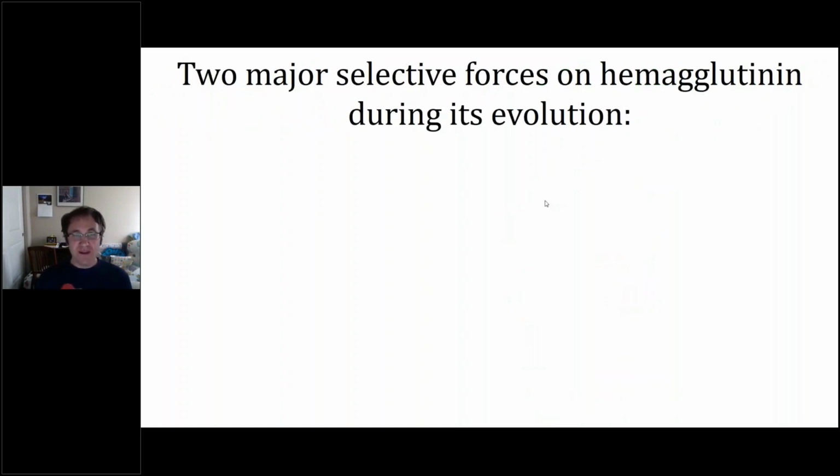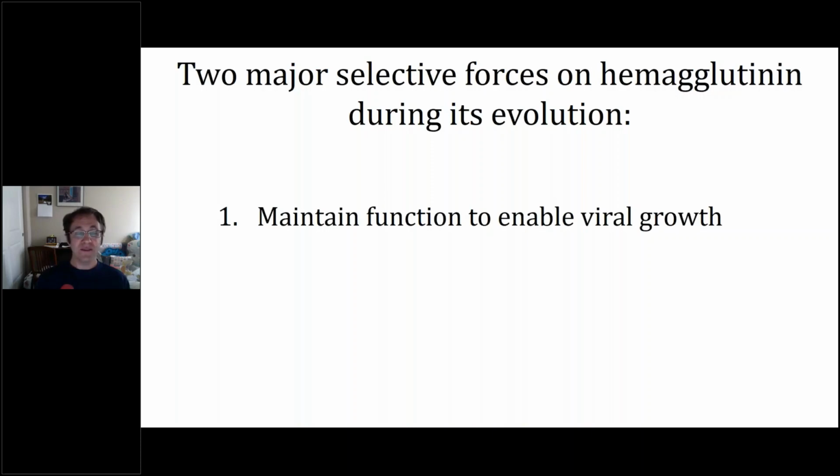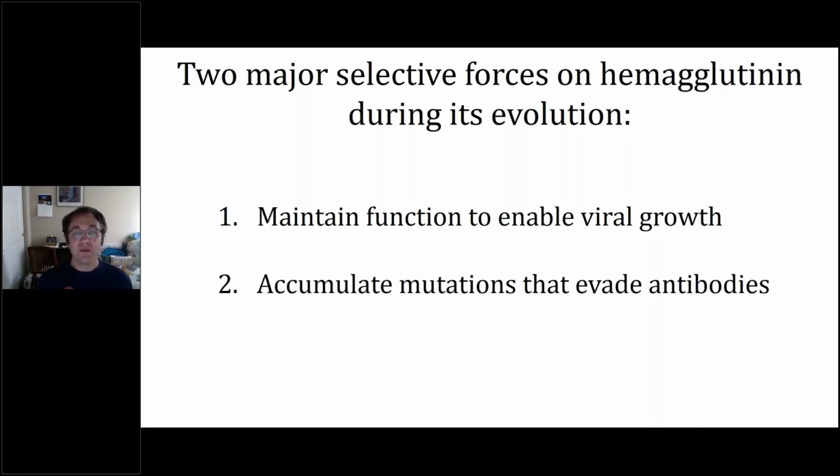So to put that in simpler words, there are really two major selective forces on hemagglutinin during its evolution. First of all, it has to maintain this function that enables it to bind to cells and then help the virus enter cells. That's absolutely essential, so that function has to be maintained during viral evolution. Second, while the virus is maintaining this function, it needs to accumulate mutations to evade these antibodies so that it can reinfect people after several years. And so both of these are really essential to the survival of influenza virus in humans.